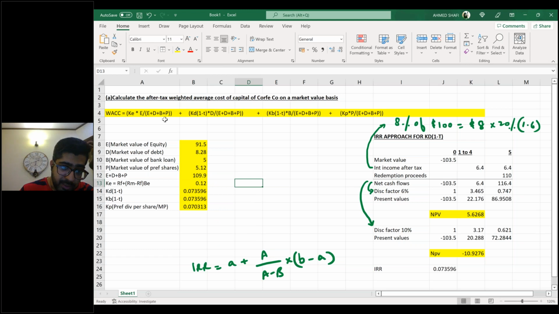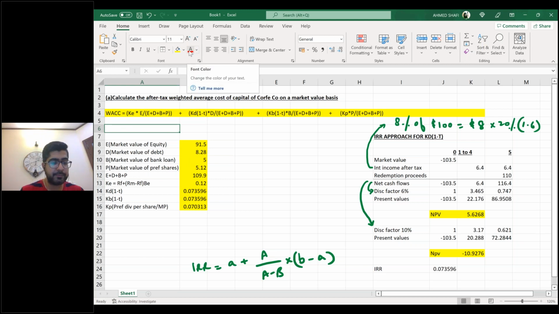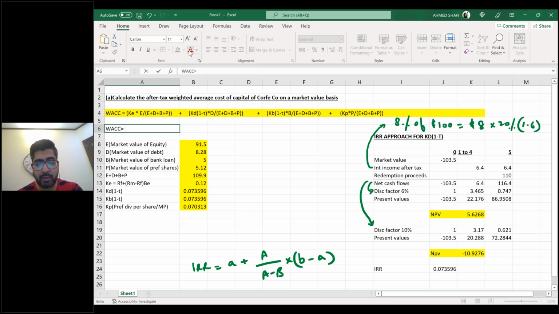Now let's just check my working. I am putting everything in the Excel formula and finding WACC. Please pay attention to the formula: bracket open, KE. What is KE? K is in cell B13.